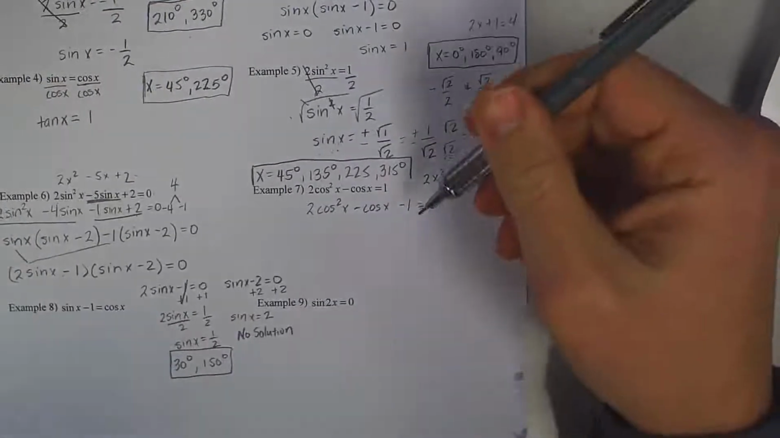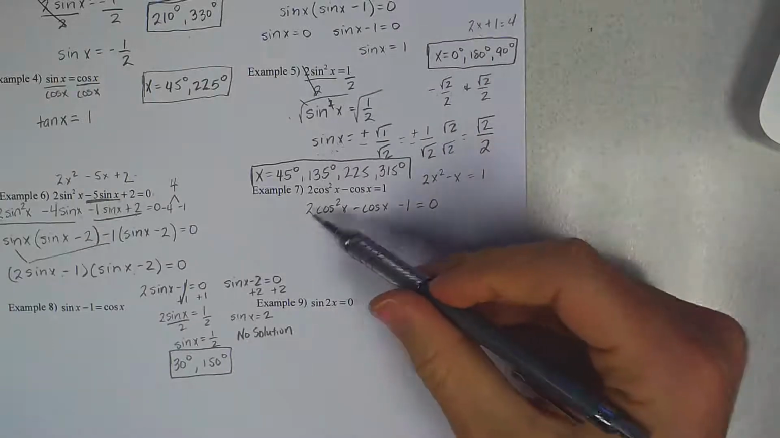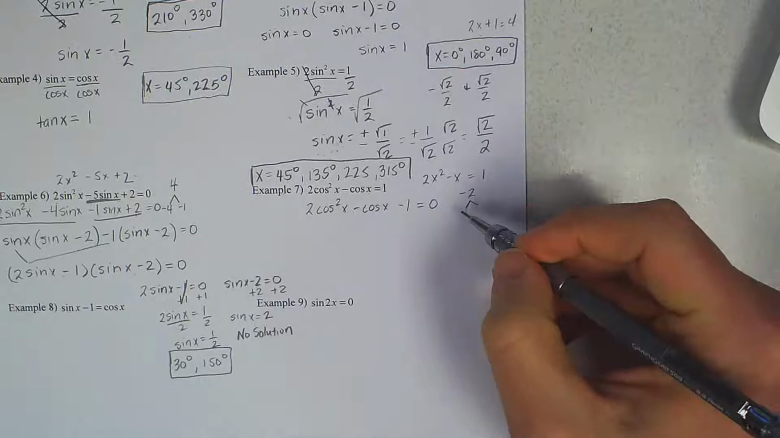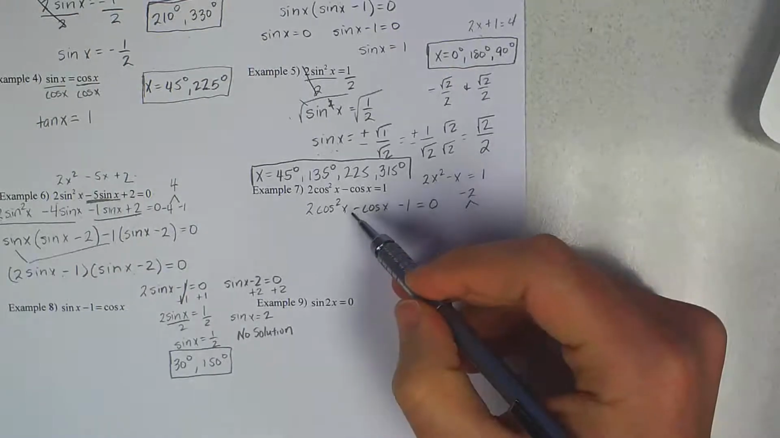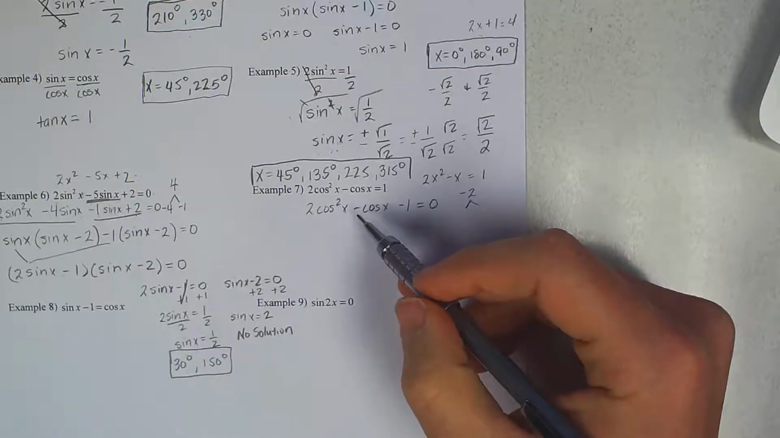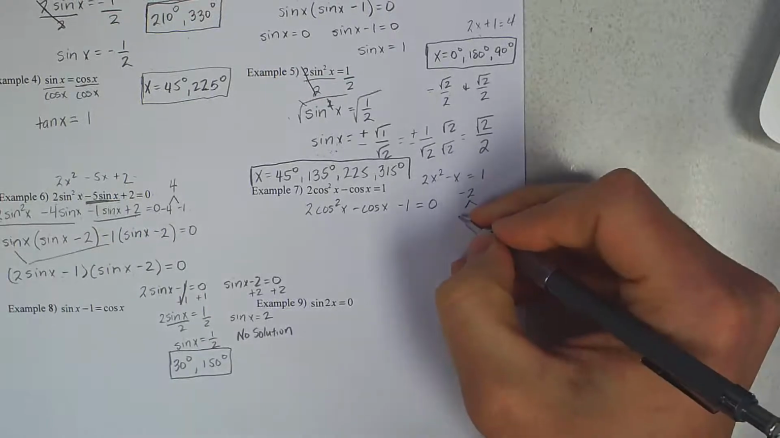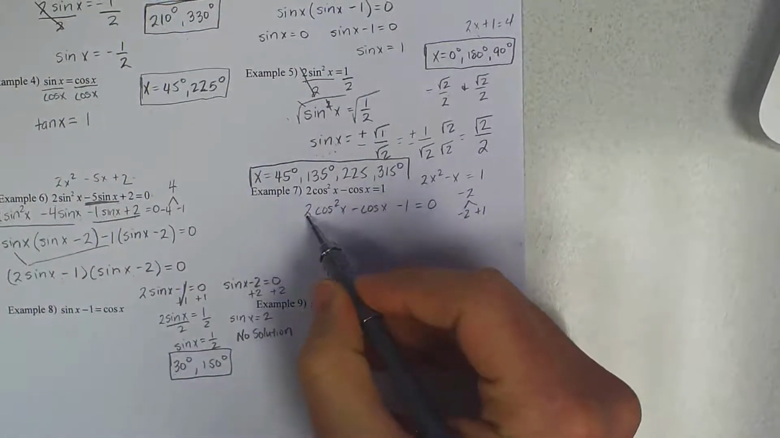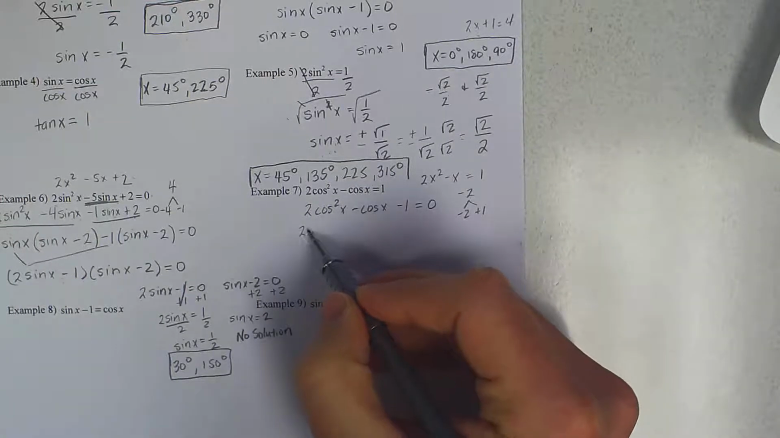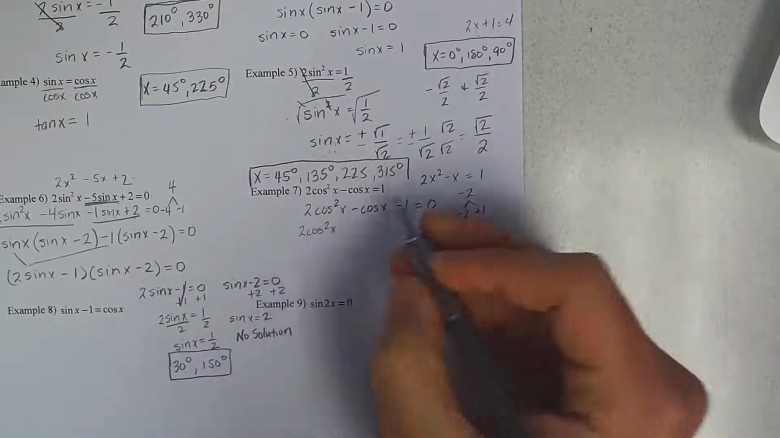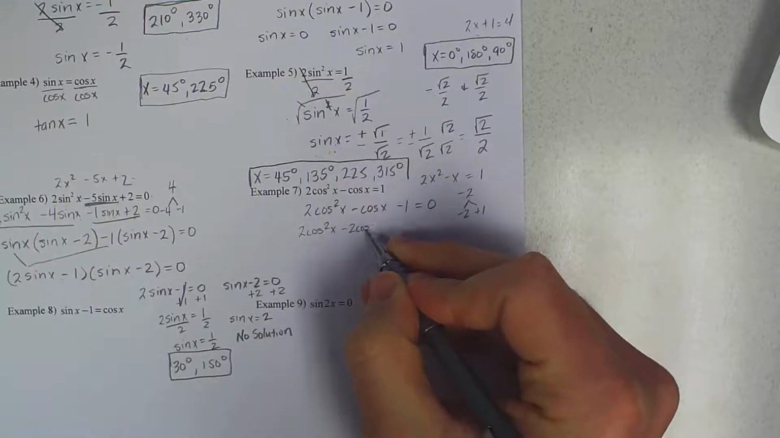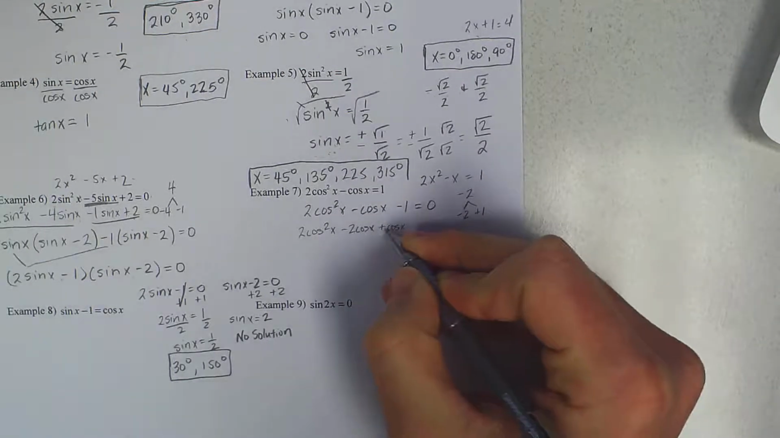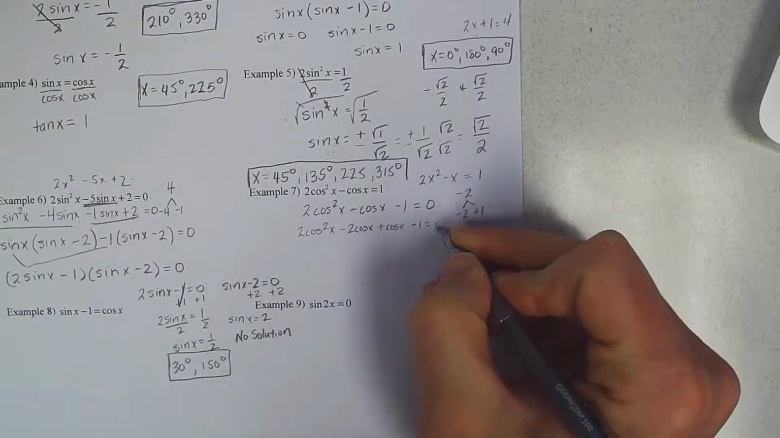This quadratic equation, we multiply a times c and get -2. What multiplies to be -2 but adds to be -1? Well, that would be -2 and +1. So since that's not a, we have to write this as 2 cosine squared x minus 2 cosine x plus cosine x, that's the 1 there, minus 1 equals 0.